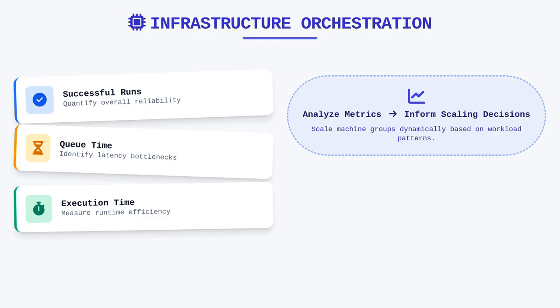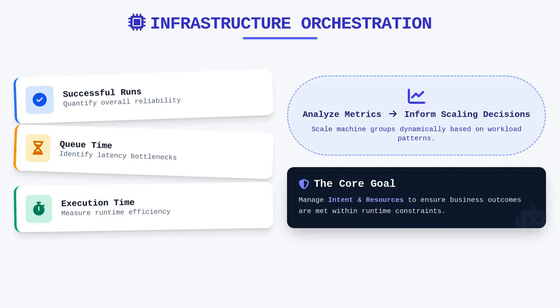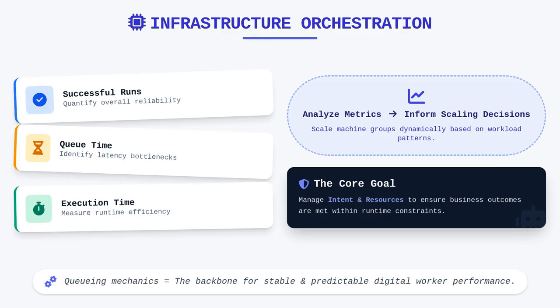A well-designed automation pipeline does not simply execute tasks. It manages intent and resources to ensure that the most important business outcomes are met within the constraints of your current runtime environment. As you move toward more complex architectures, consider how these queuing mechanics serve as the backbone for stable and predictable digital worker performance.